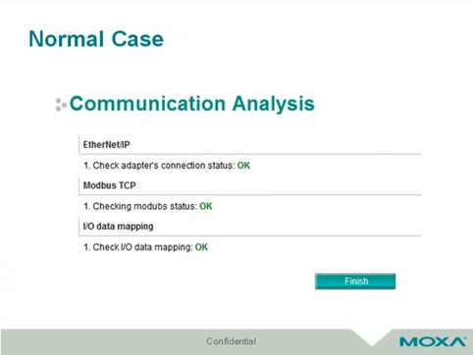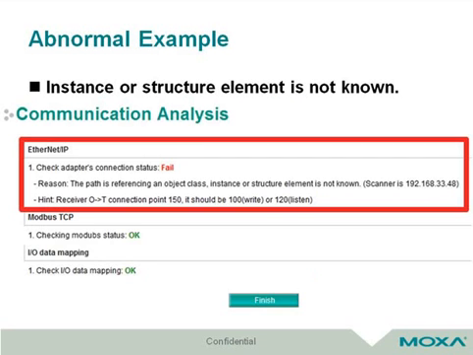There are two results, OK and fail. In the normal case, it shows OK, just like the page. But if the communication is abnormal, it will show fail and give you a reason and hint. You can follow the hint and try to adjust the settings to solve the problem. It's quite useful, isn't it?